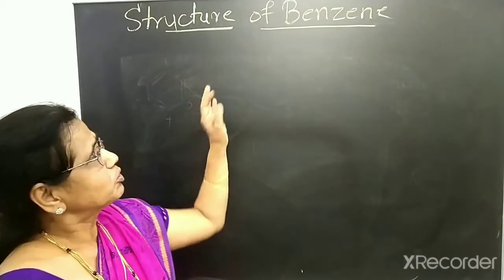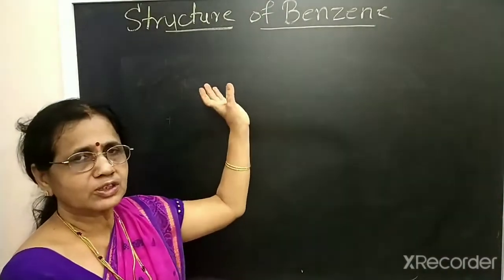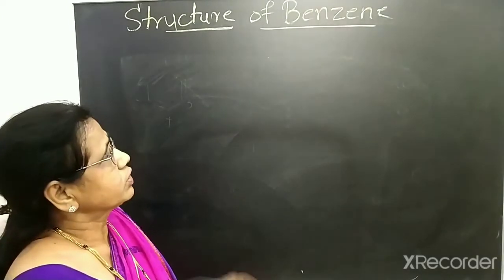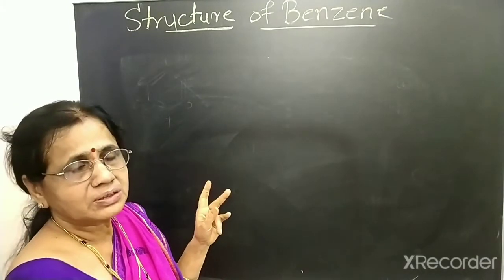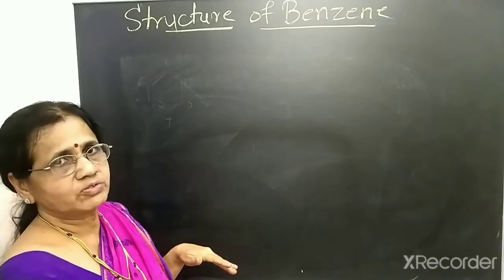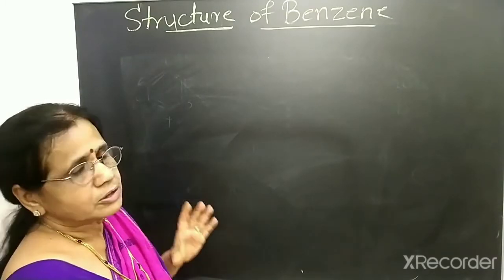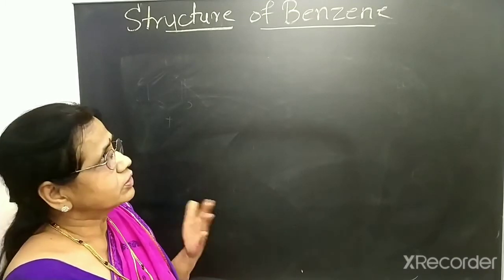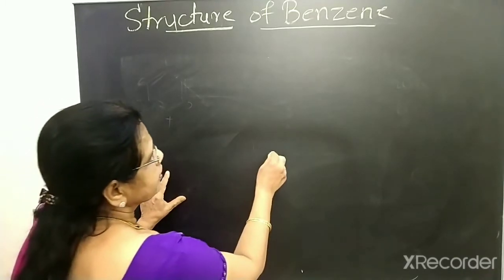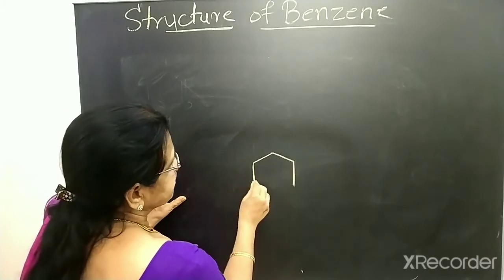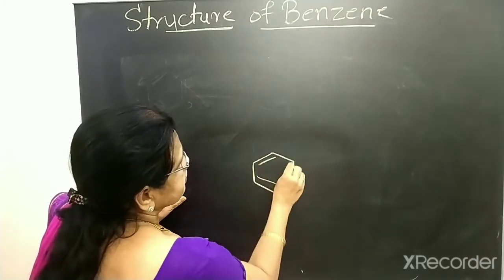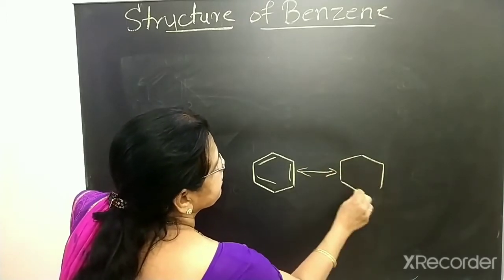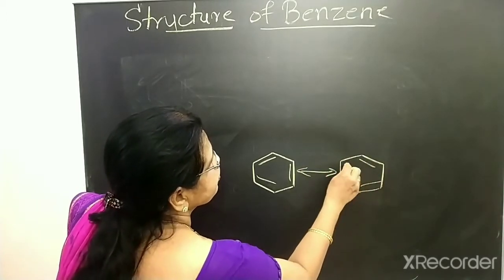So we are studying the structure of benzene, how the structure of benzene was derived by Kekulé. Kekulé gave the structure of benzene in 1865. By observing certain points or some reactions, he gave the structure of benzene, which nowadays we are studying as resonating structures, like this. So we are studying the resonating structures of benzene.